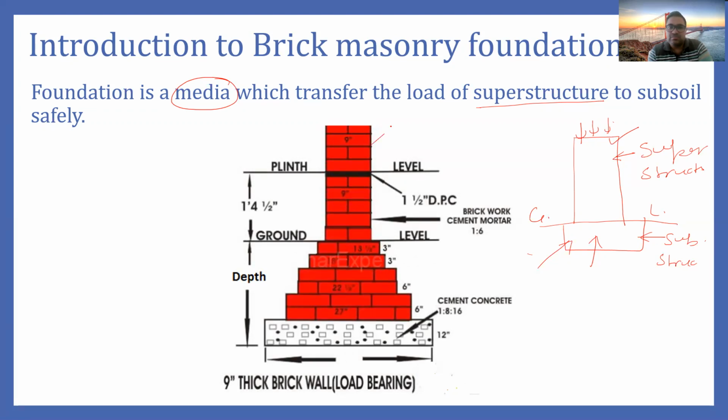Because we are mainly concerned with the brick masonry foundation, it looks like this. We can consider this upper part as it may be a wall or it may be a pillar. And below the ground level, you can see this pillar is in a spread form, and below this spread form we have the PCC. So this is the basic look of the brick masonry foundation. Now why it is spread, that we will see in the next slide.